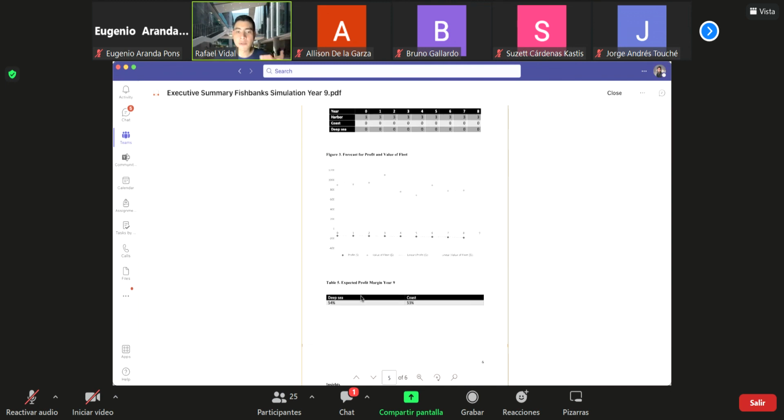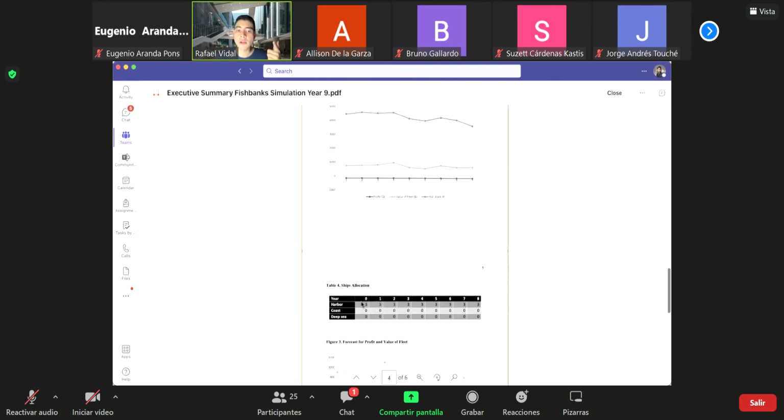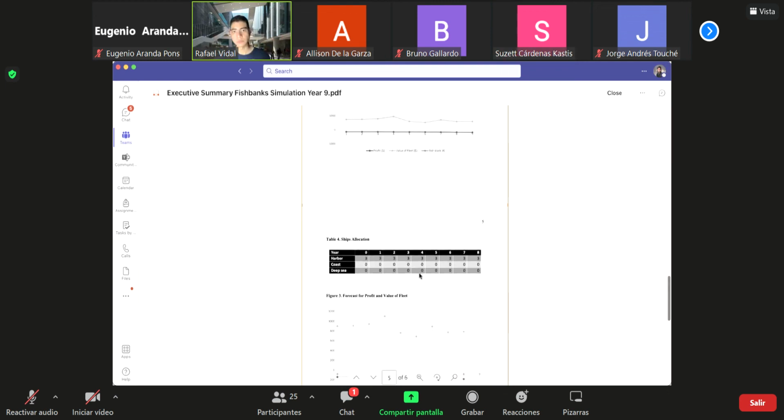Como ven, este profit margin es esperado. Hice nada más un cálculo proyectando. Como no tengo ningún barco en la costa y en el océano profundo, no tengo información. A menos que ponga un barco ahí, ya voy a poder calcular mi net profit. ¿Tiene sentido? No, si no tienes nada, es un 0.